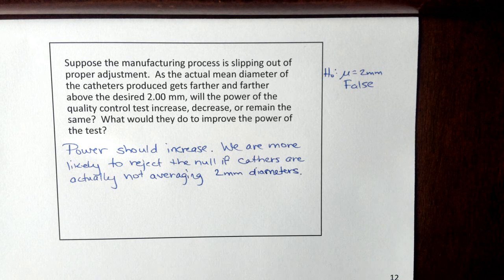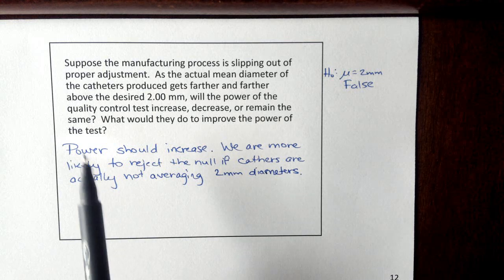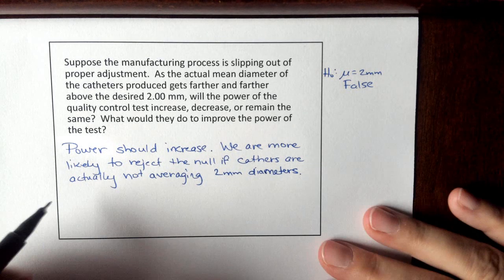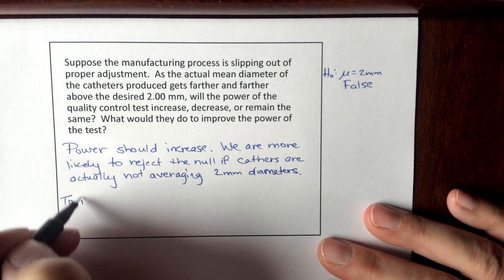You should have more evidence that things are wrong, and therefore you should be more likely to catch the fact that things are wrong. Second question, what would they do to improve the power of the test? Well, okay, there are multiple things to improve power.